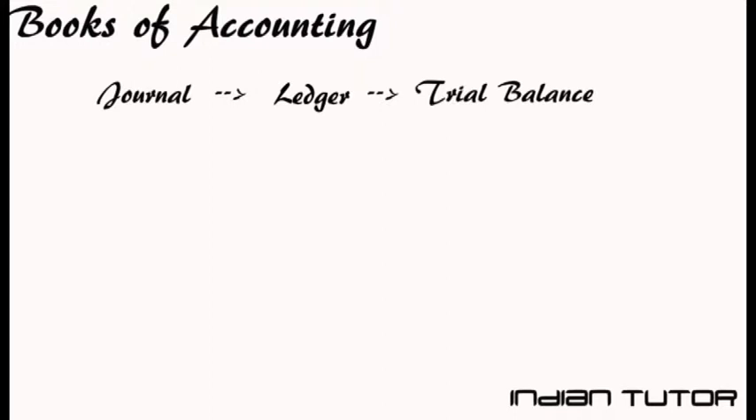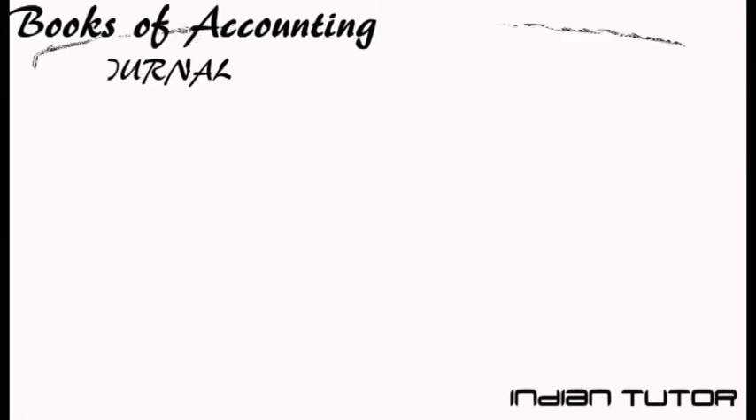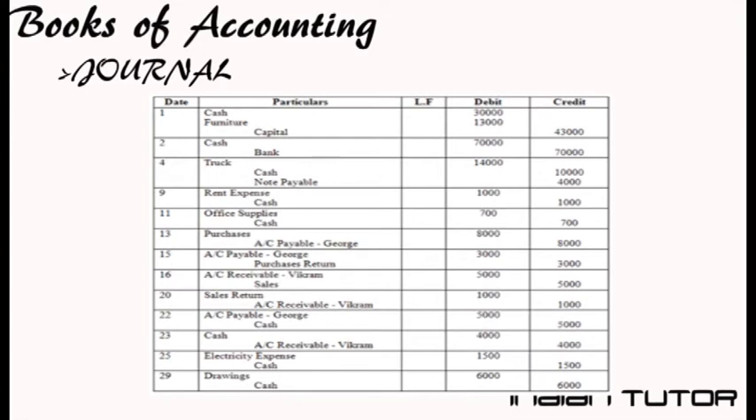Further, at a later stage, a summary of all ledger account balances is created in the form of a trial balance account. Let us understand each book of accounting. So as we said, the first book of accounting is called a journal. The journal is also called the book of prime entry or the book of original entry.